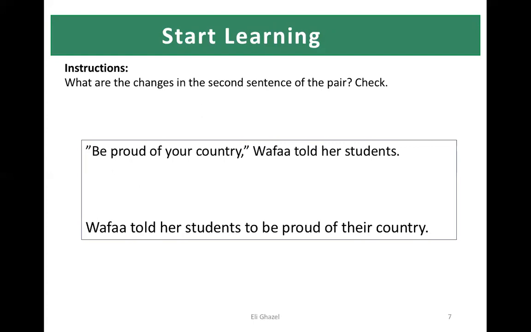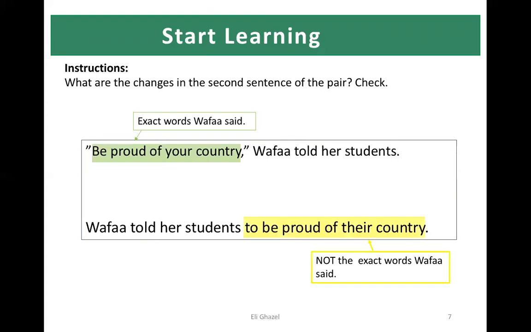Notice that you're going to take them through the process after they have experienced it by themselves on their own first. Be proud of your country, Wafa told her students. Wafa told her students to be proud of their country. Now, these are the exact words that Wafa said. These are not the exact words that Wafa said.